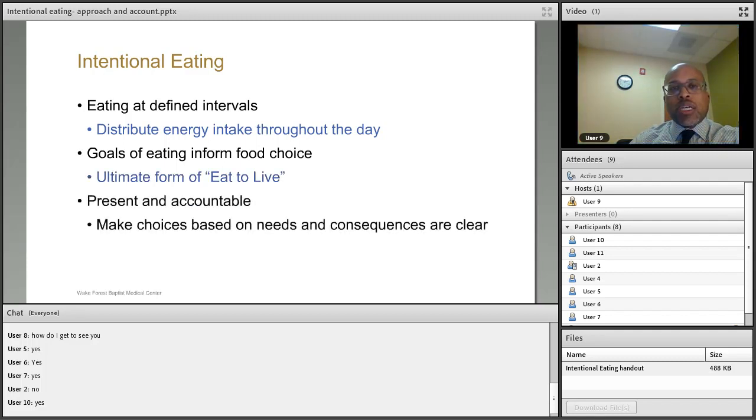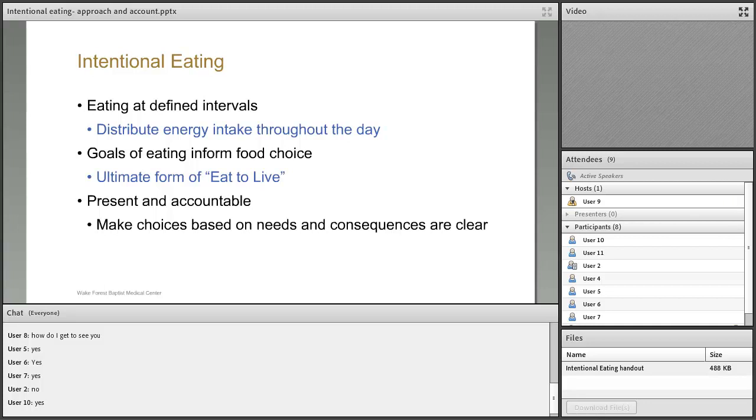The last part of this intentional eating concept is being present and accountable. What it says is that when you make a certain choice, you understand that that choice leads to a certain consequence, and that you understand what those consequences are. By default, it means that we are always in control of the choices that we're making. We're not allowing food to control us. On the other hand, we're making conscious choices, and we're saying we're going to be accountable for those choices and the consequences of those choices.